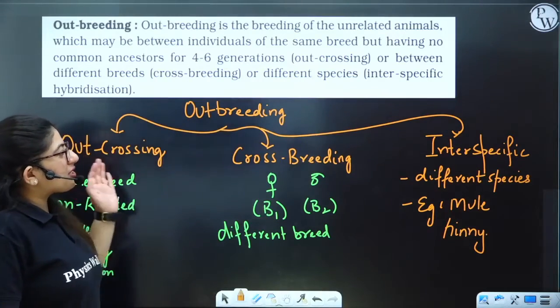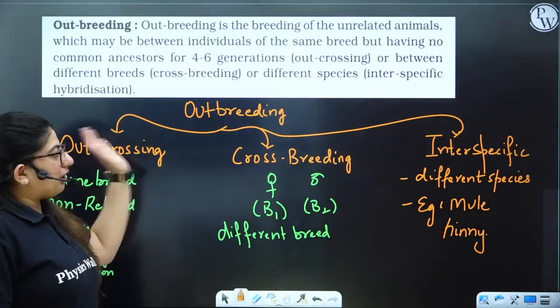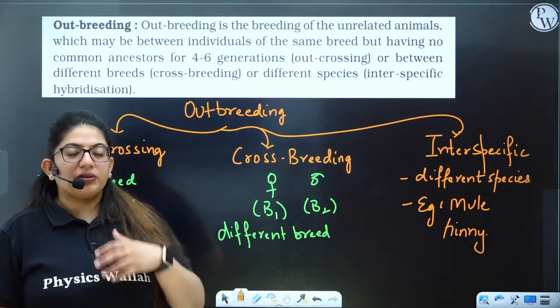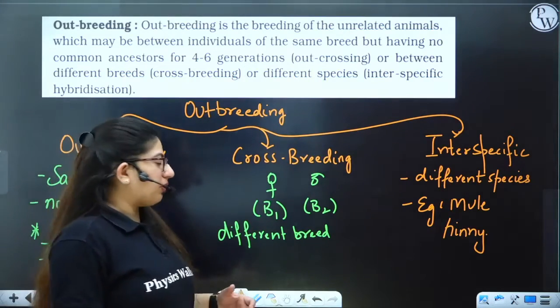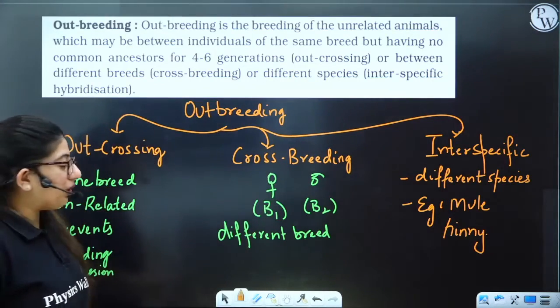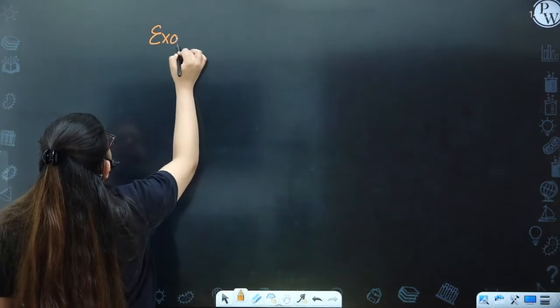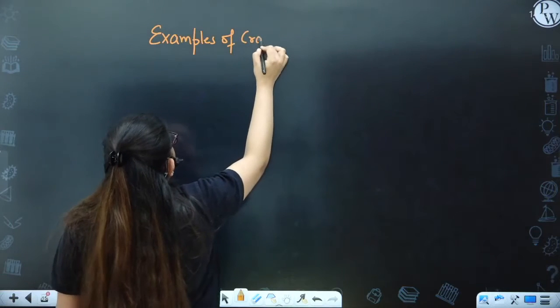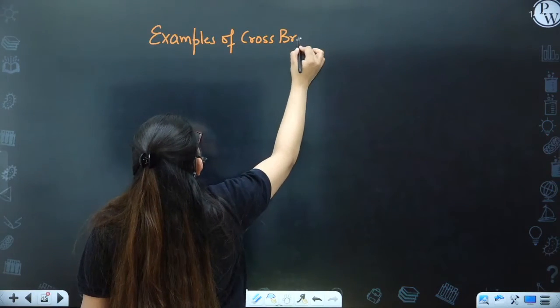So this is outbreeding and inbreeding. These are some of the techniques you can use to get greater varieties in breeding. Now we will see the various examples of crossbreeding. Let's see the examples of crossbreeding.